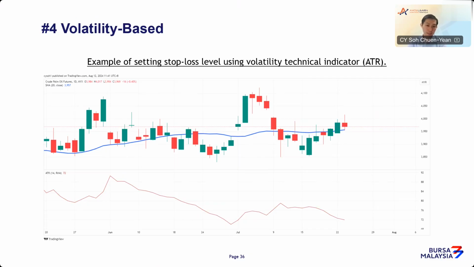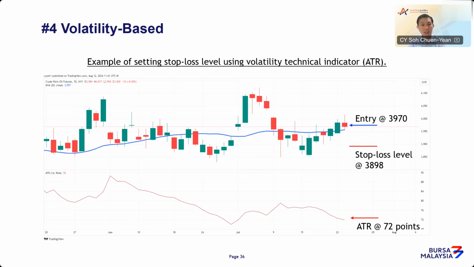So you need to insert an additional indicator, which is what we call ATR. For example, if this is your entry point, 3970, you need to look at your ATR here. What is your ATR value? If your ATR value is 72 points on that day, you need to take 3970 minus 72 points. So here you are able to calculate where your stop loss level is. 3970 minus 72 points, your stop loss level would be 3898.